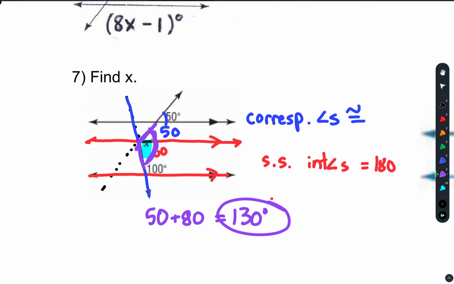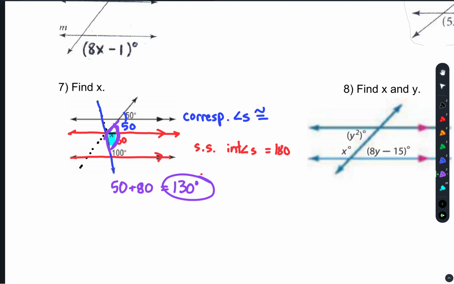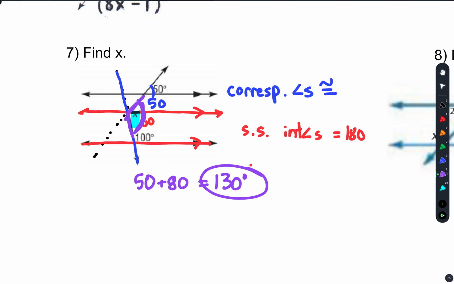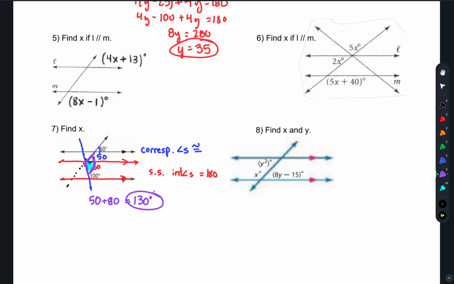Any questions on that? So don't be scared to construct your own little lines in there to help you. That's a very common problem. You're pretty much going to do this every single time. Draw a line through that little corner part. All right, are we good? Any questions?